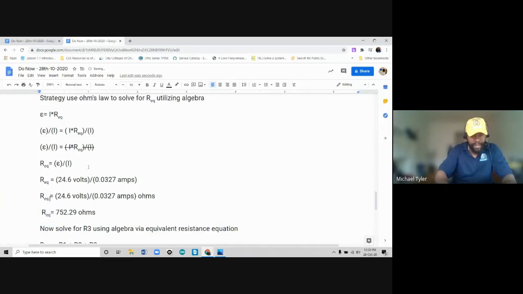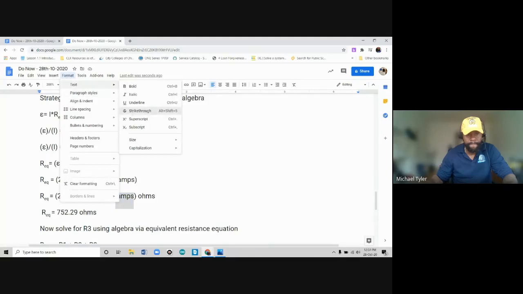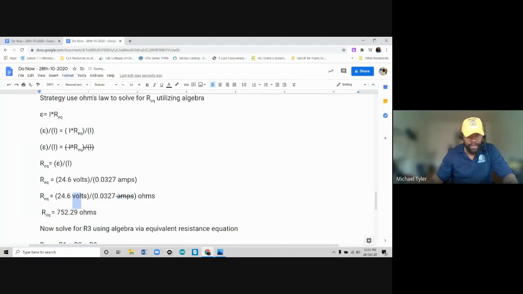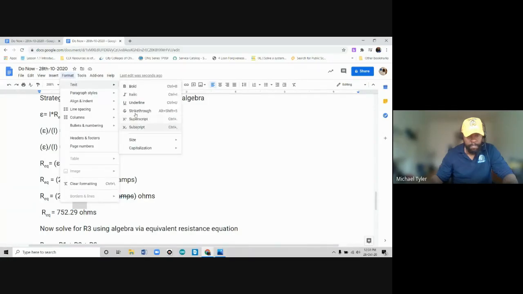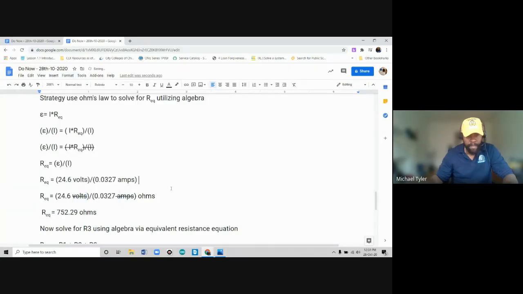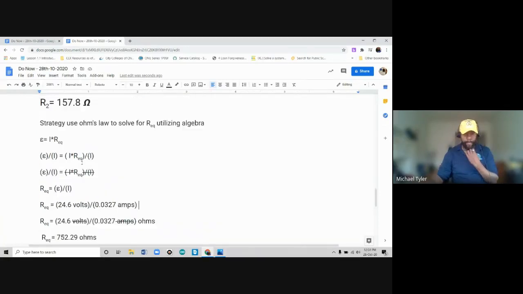Okay. So that looks better. And then what crosses out here? Well, we got volts over amps. That makes ohms. So these are gone when you do that in this step. And then volts as well. Okay. Cool. So now this is how you got to the ohms part.